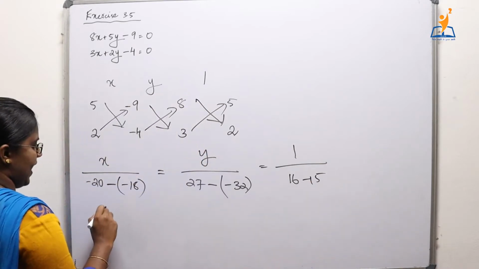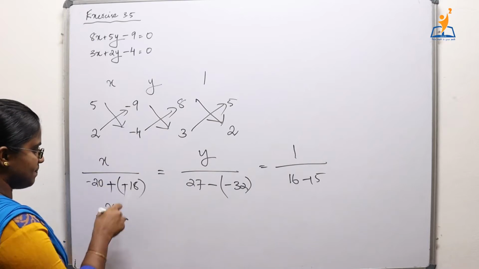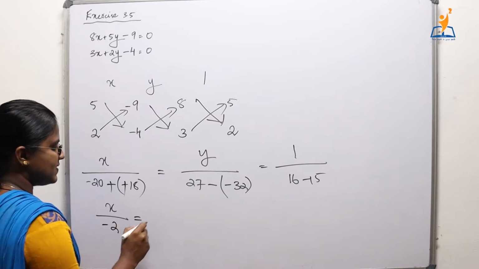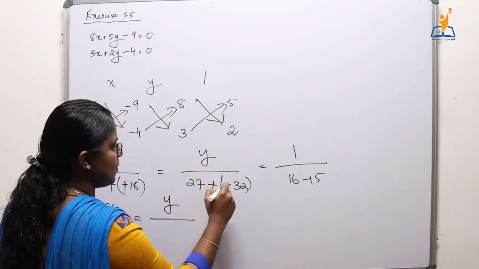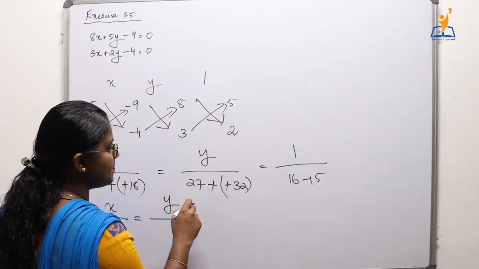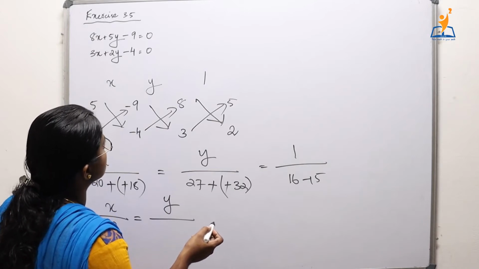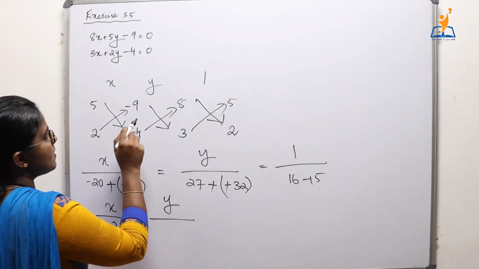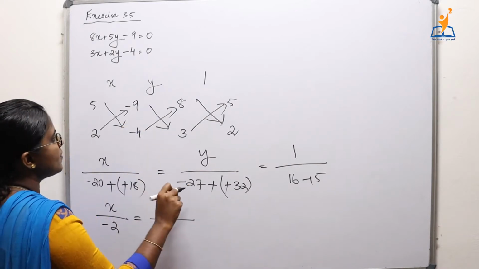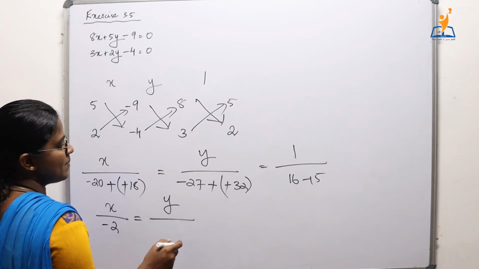Now we have X by minus 20, minus becomes plus, so minus 20 plus 18 is minus 2, which is equal to Y by minus and minus gets cancelled and become positive, so 27 plus 32. What is 27 plus 32? So we had made a mistake. Minus 9 into 3 is minus 27. So it will become minus 27 plus 32.